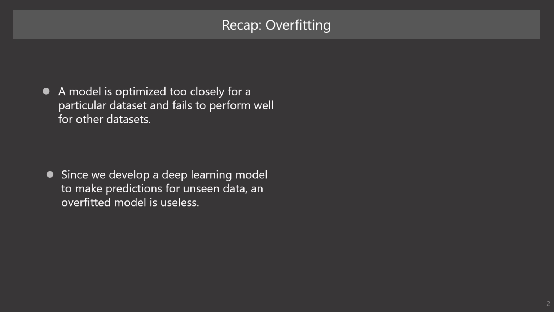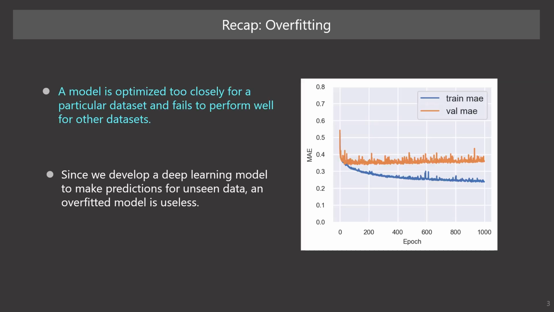First, let's recap the concept of overfitting. Overfitting is a problem where a model is optimized too closely for a particular dataset and fails to perform well for other datasets. In other words, a model fits the training data too much, and therefore it achieves high prediction performance only for the training data, and shows poor performance for other data, such as test data. That is, the model is optimized only for the training dataset, and not generalizable to unseen data.